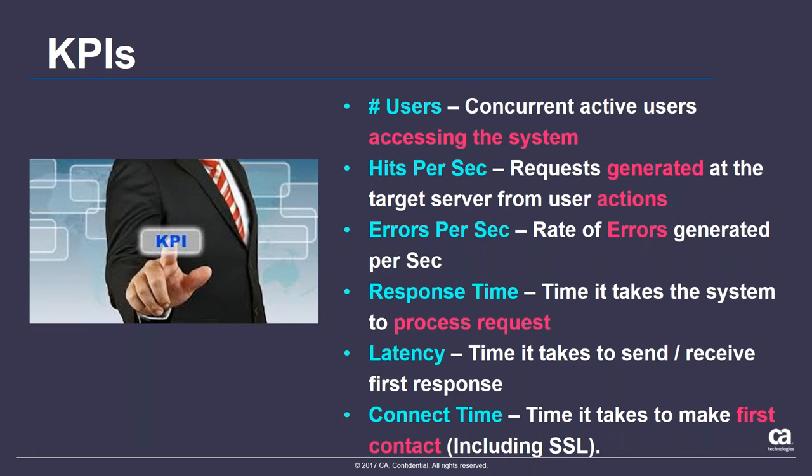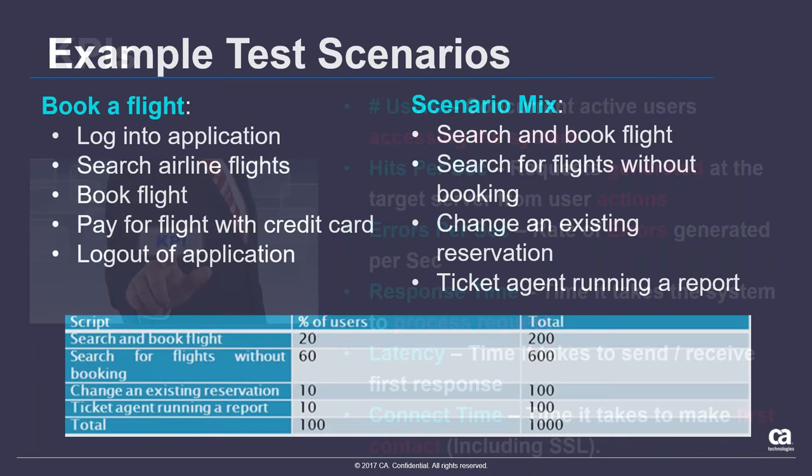And the connect time is the first time the user tries to make contact with your application, usually during the login, and usually when they try to access your website for the first time. This could also include your SSL handshake. There are many other types of KPIs, but these are the primary ones. Others prominently would be the bytes or throughput. With that said, let's look at the sample test scenario.